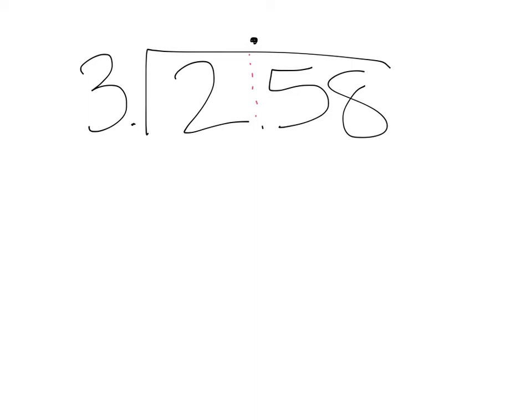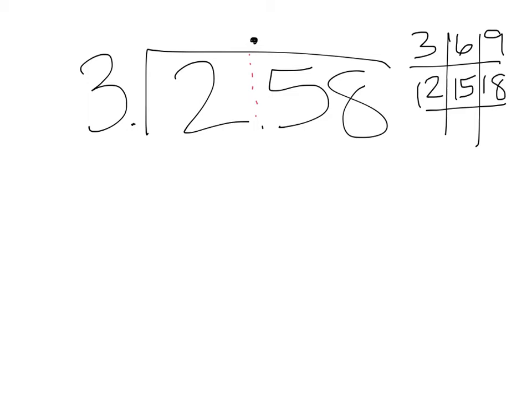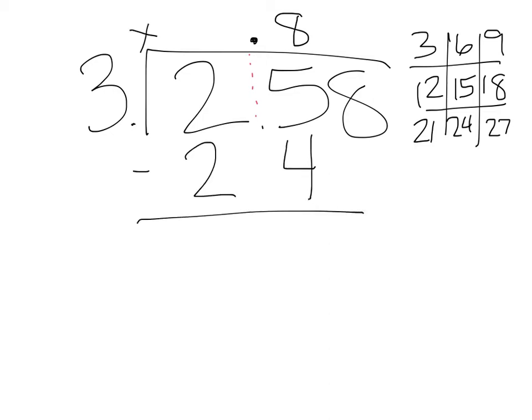So we need to see how many times 3 can go into 2. It can't. So once again, that means we go into 25. So 3 into 25, if you make your tic-tac-toe of your 3's, if you're not sure, you have 3, 6, 9, 12, 15, 18, 21, 24, 27. Well, 27 is too big, but 24 is just enough groups. So I have my 8 over the 5 because I divided into the 5. 3 times 8 is 24. You place it under the 25 because you divided into the 25.